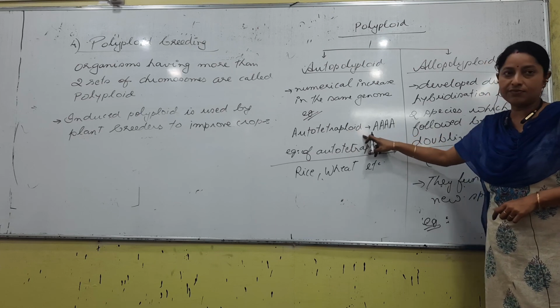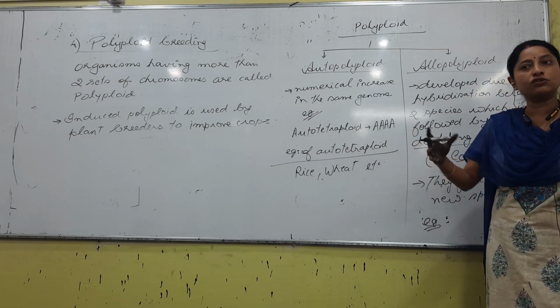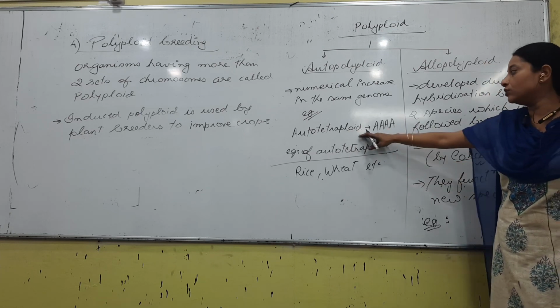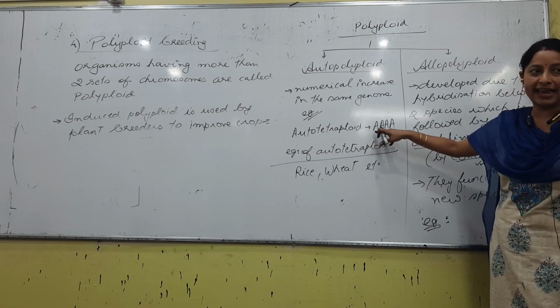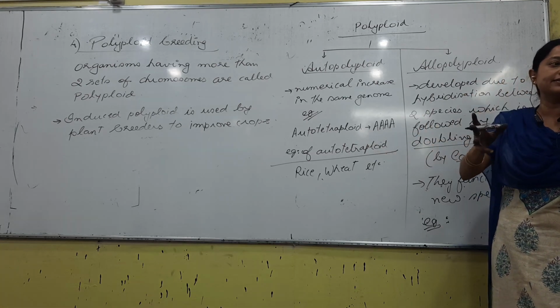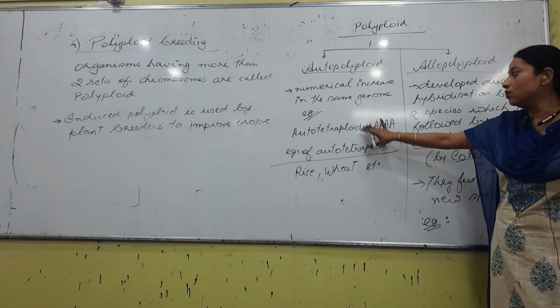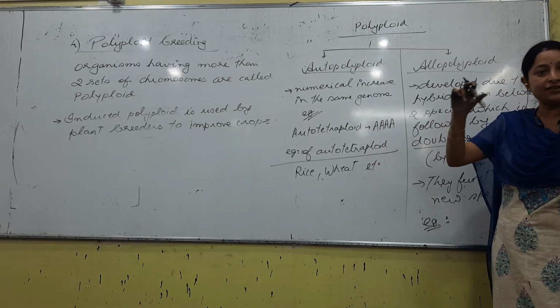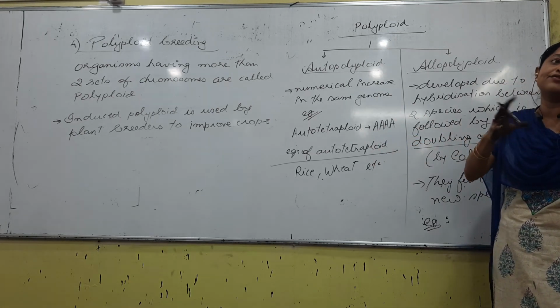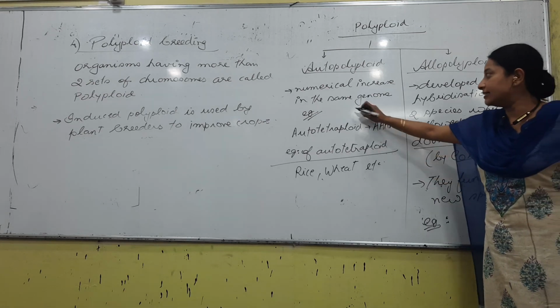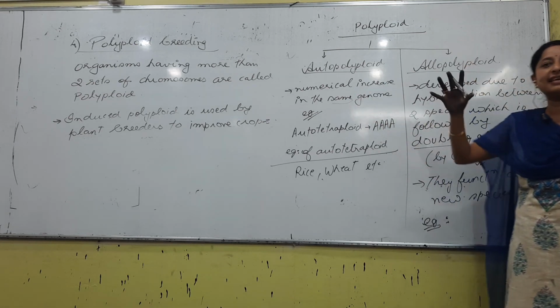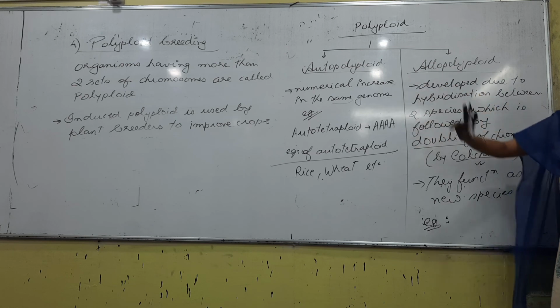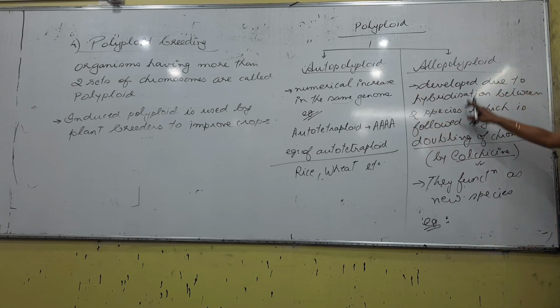Autotetraploid, it could also be autotriploid. In autotriploid, you are increasing A 3 times; auto pentaploid, you are increasing the gene A how many times? 5 times. So, if you are increasing the same genome or the single same genome, that is what is called as auto polyploid. But in case of this, read the sentence.